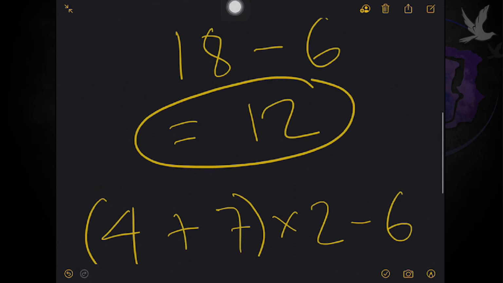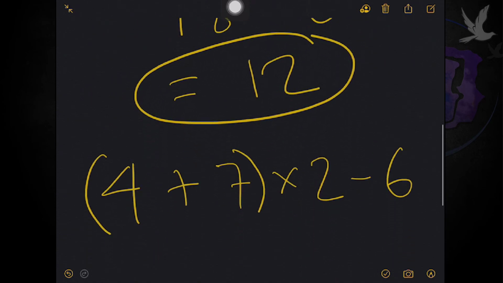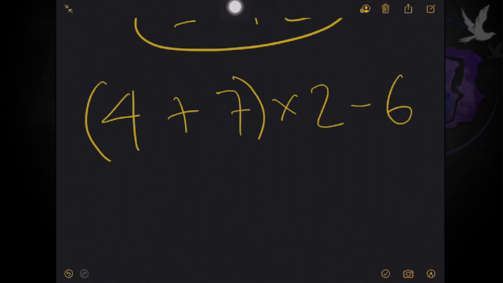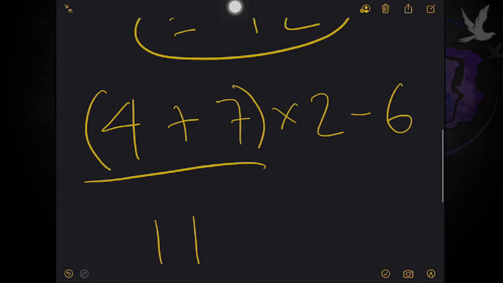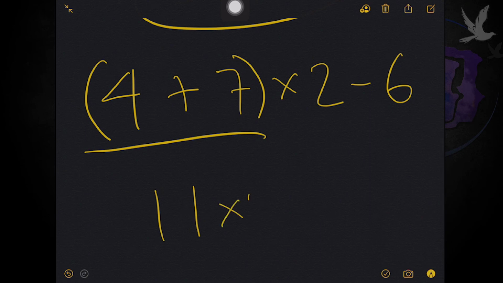It's quite similar to earlier, except that in this case, we now have an open close parenthesis. Now, ask yourself, do you see an open close parenthesis? Obviously, I just said it earlier. Yes. Which means you have to deal with that first. What is 4 plus 7? Look, 4 plus 7 will give you 11. I hope you're able to get that, right? Then all you have to do is just to rewrite them accordingly, times 2 minus 6.